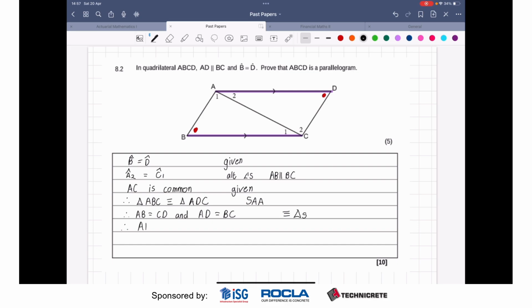Therefore, ABCD is a parallelogram, and that's because both pairs of opposite sides are equal.